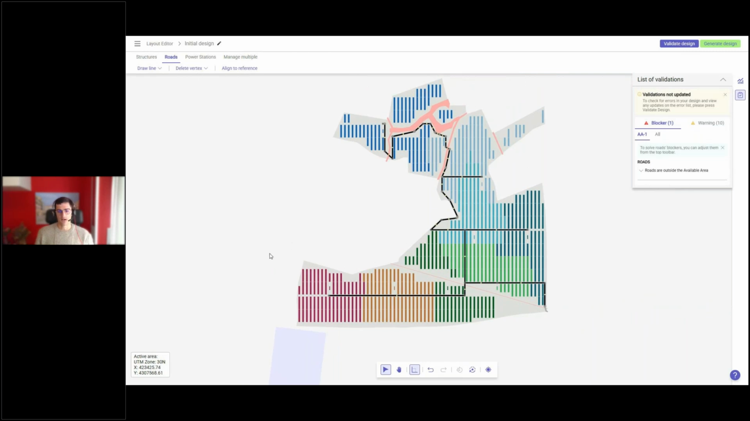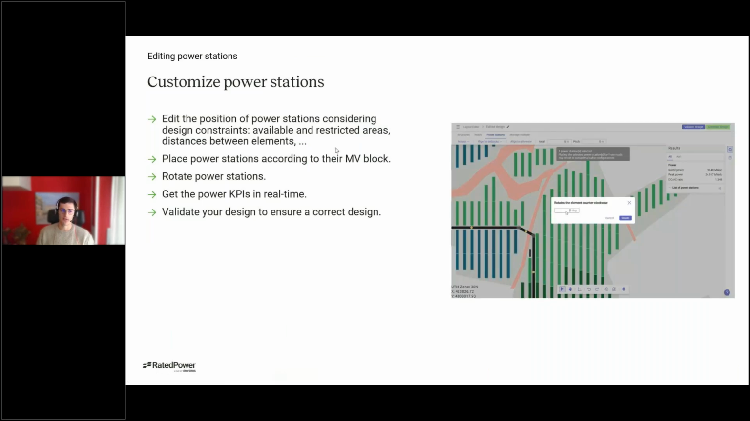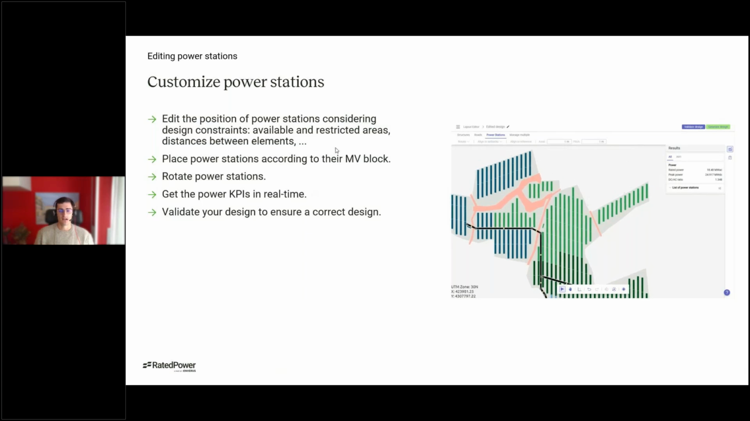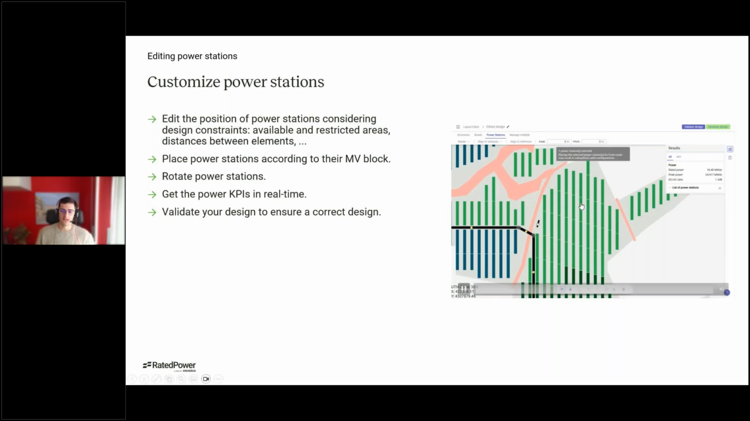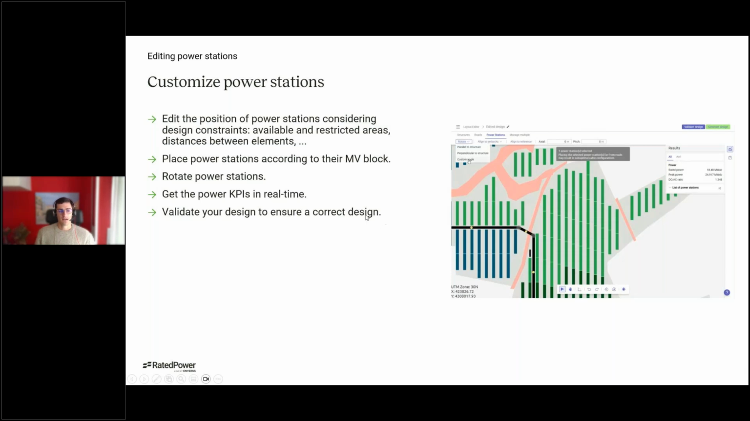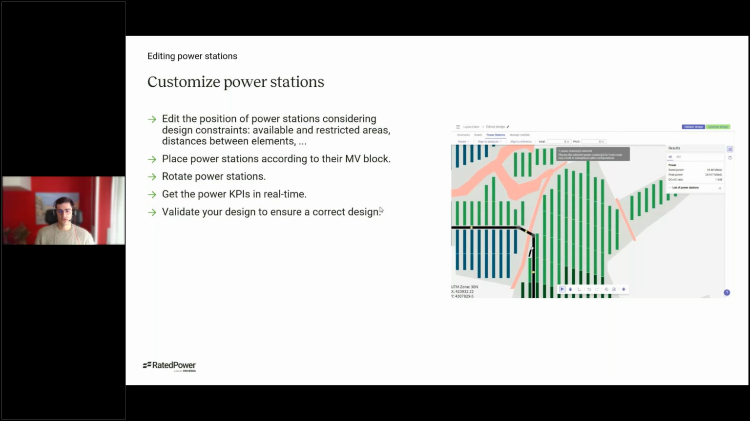Finally, I would like to go to power stations and see what options we have. So now with power stations, we have, as before, the option of editing them considering design constraints. We will be able to see directly the MV block to which the power station is associated. So we could edit that and place it according to the MV block. And we can also rotate the power stations. So we can change the angle of rotation. We can place them parallel to structures, perpendicular to structures, or defining a custom angle.